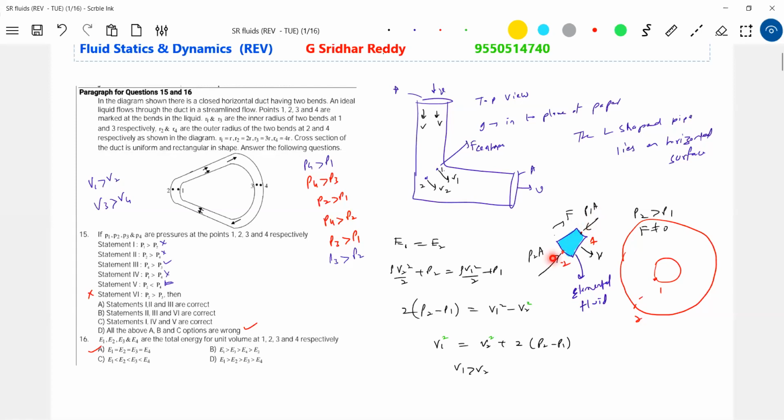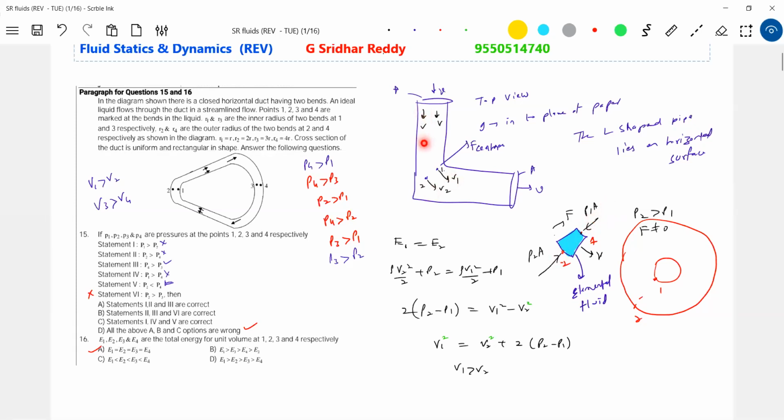Therefore, the pressure at 2 should be greater than the pressure at 1. Of course, the area will be very small. I just took this one area. Even if it's different, even then P2A should be greater than P1A. So the net centripetal force will be in this direction. So pressure at 2 should be more than at 1.